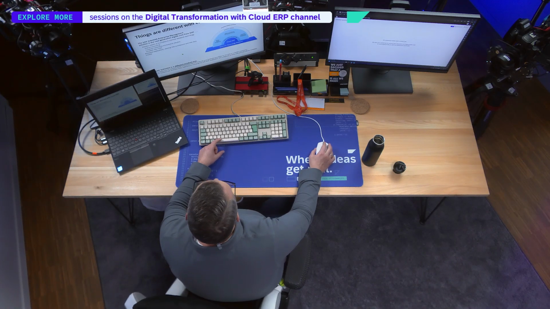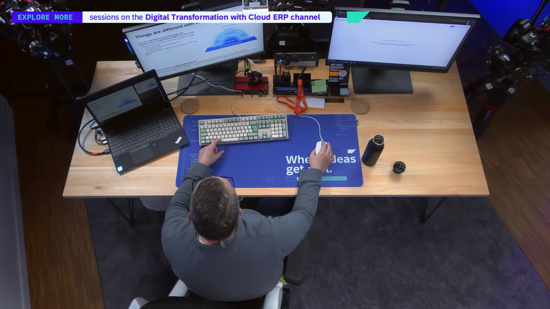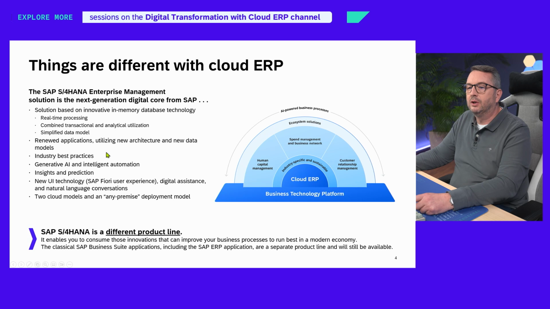This all leads to the fact that we have renewed our applications massively, that we are utilizing a new architecture and the new data model mentioned. And this comes together with a lot of other advantages like industry best practices, generative AI, intelligent automation, insights and prediction and analytics, and a UI technology, namely Fiori, as a strategic user experience, digital assistance and natural language conversations. And this product is available in two cloud models and any on-premise deployment model.